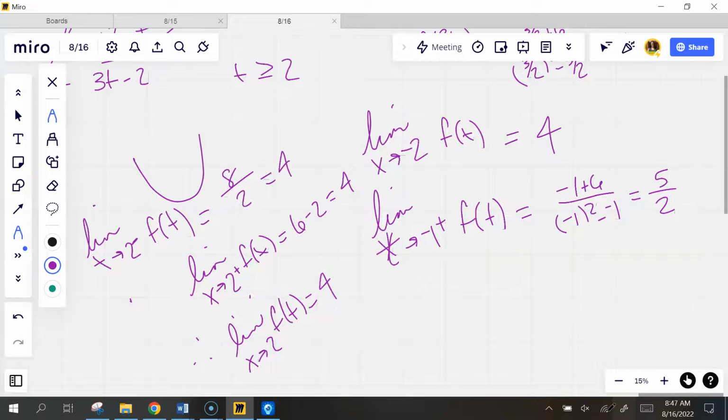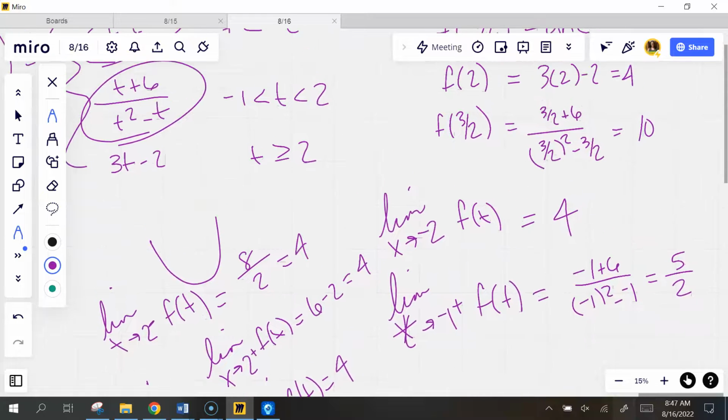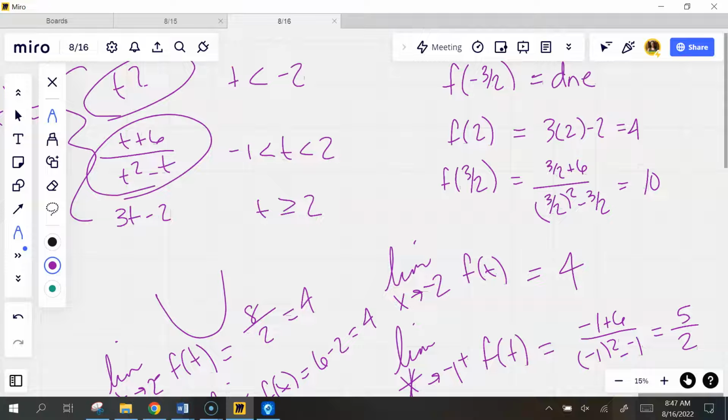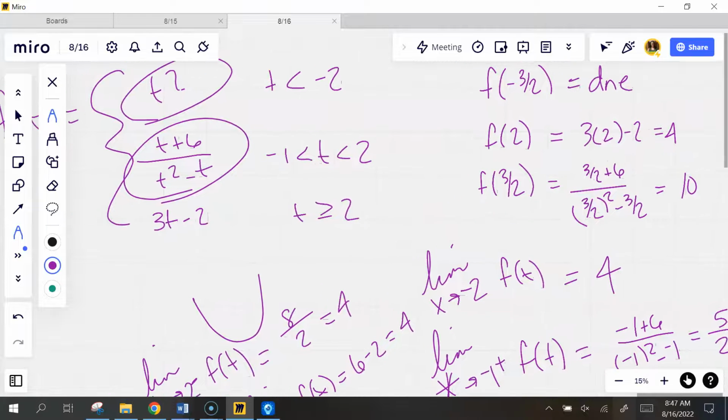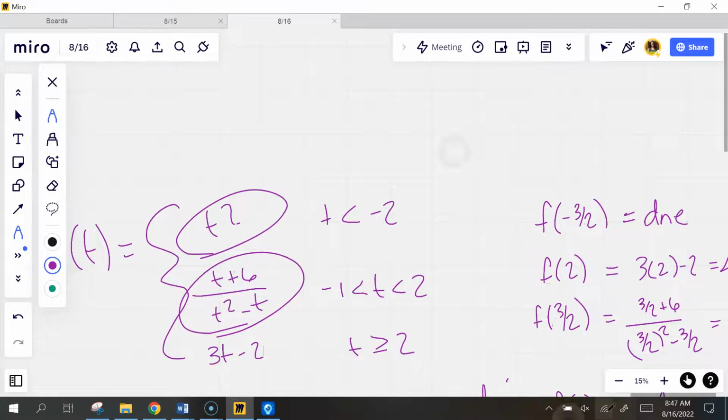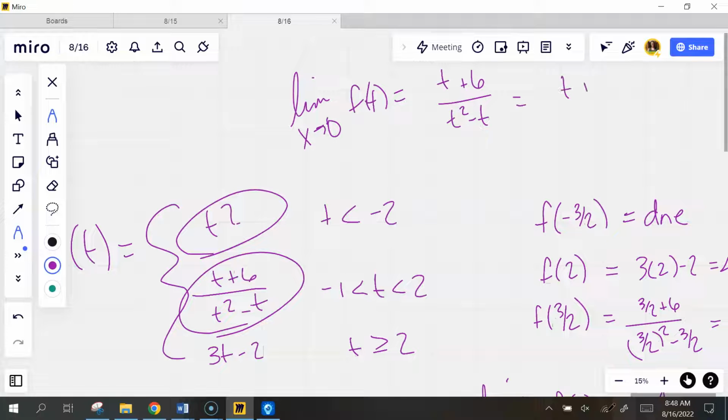How about the limit as x approaches 0? It would go in the middle one. How do y'all know it doesn't exist? Did you try to factor it? t times t minus 1. Did you look at it on the calculator? We need to look at it and make sure x plus 6 divided by... What am I approaching? 0?